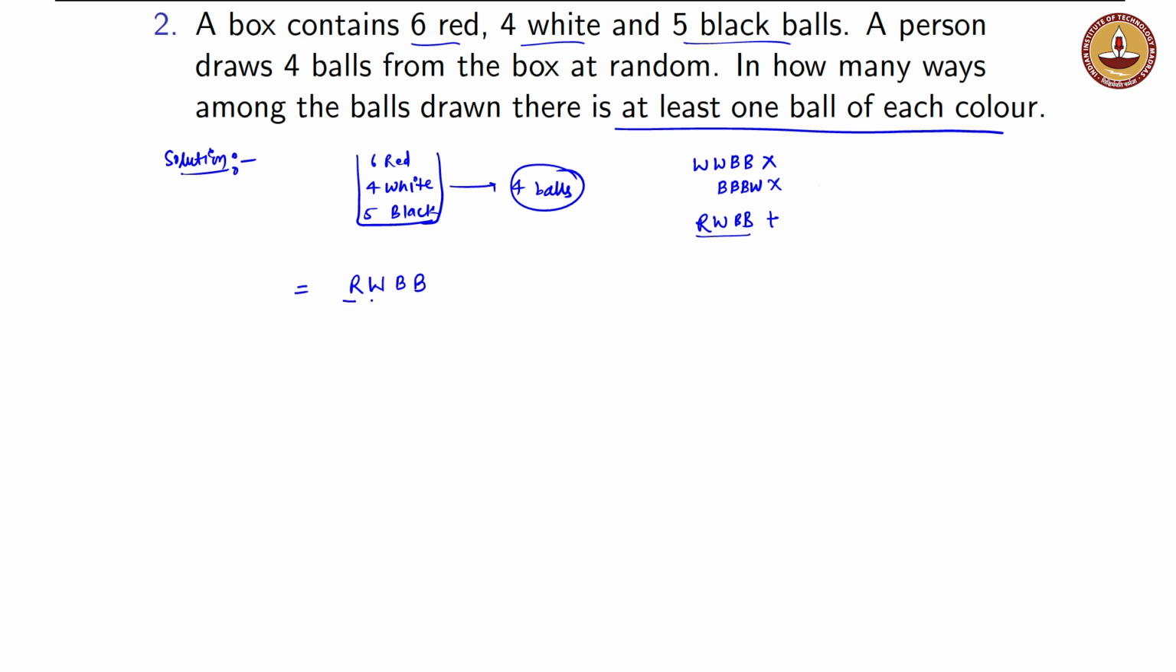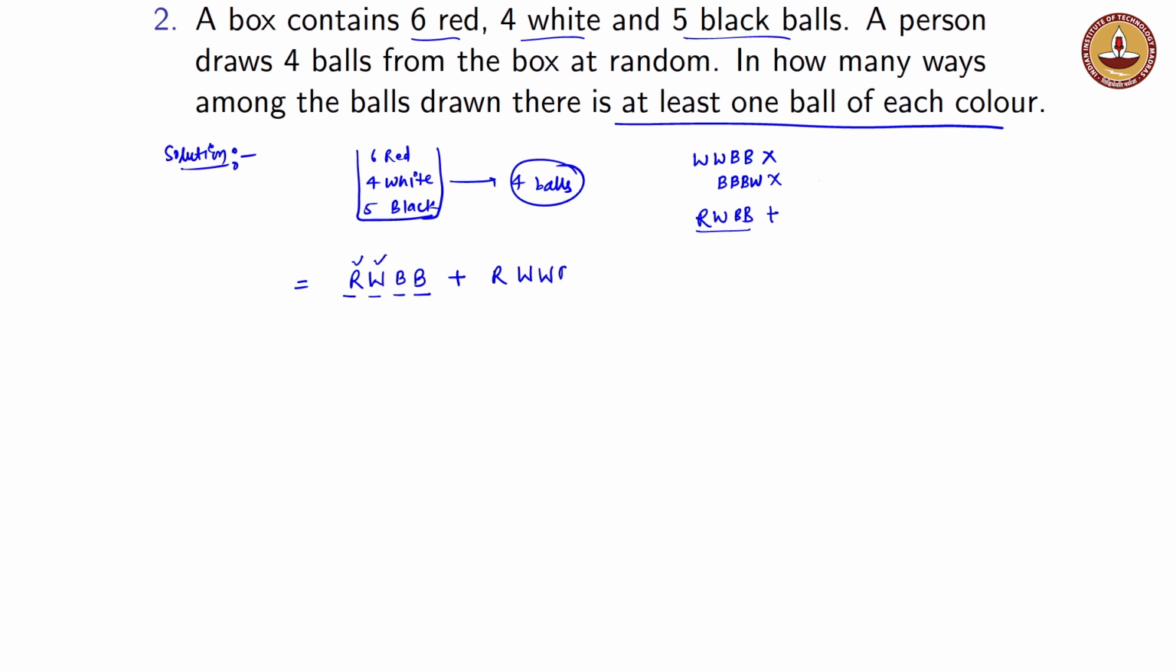So you can see there are a total of four balls we have drawn, and at least one from each color. Plus another case can be one red, two white and one black, plus another can be two red, one white, one black. This is the possible number of cases. There will not be any other case which will satisfy this condition, that is, at least one ball of each color.